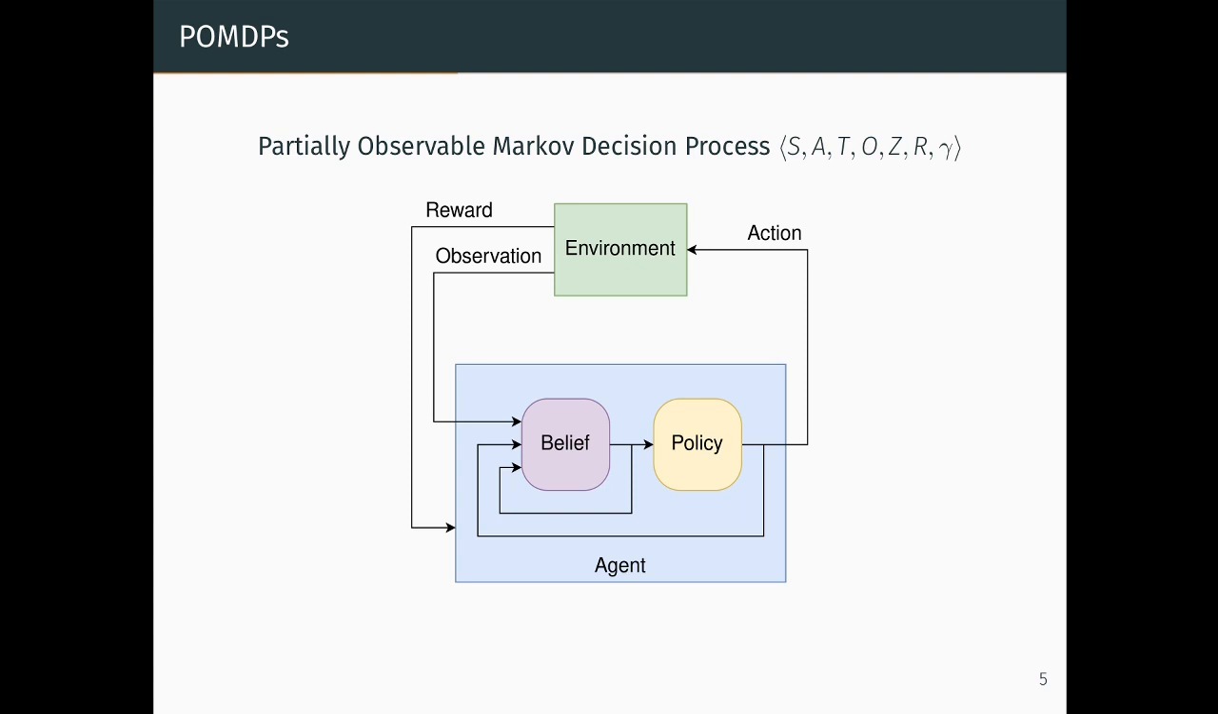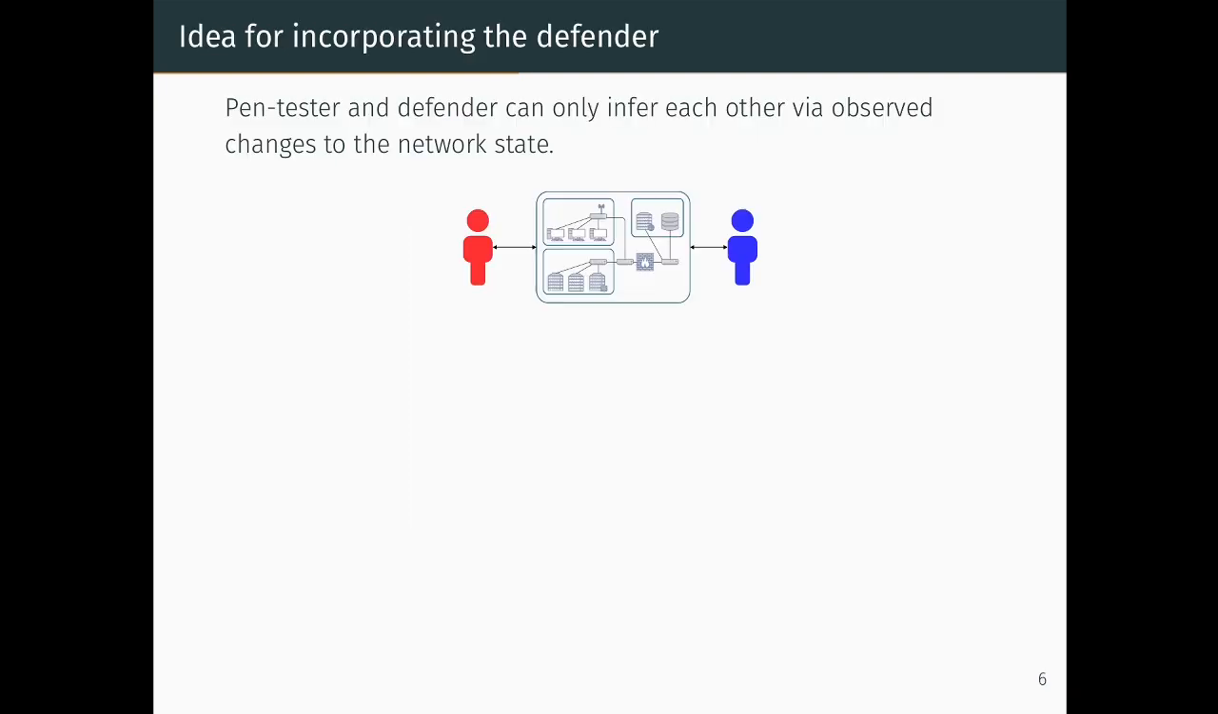We model this agent-environment interaction as a tuple which includes the state space S, the action space A, the observation space O, and the environment transition, observation, and reward dynamics denoted by T, Z, and R respectively, while gamma is the discount factor. The goal of the agent is to find a policy that maximizes its total expected reward.